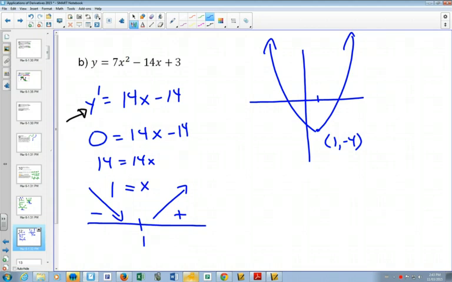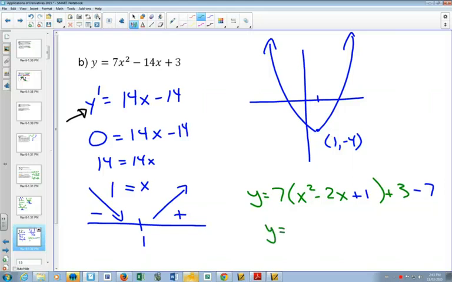From last year, if you were graphing this one using old techniques, I'll do it in a different color, you would have factored out the 7 and completed the square. Divide this middle number by 2 and square it, which would mean you'd add 1, but since I've added 7, I need to subtract 7. And you'd get the vertex as 1 comma negative 4 that way.